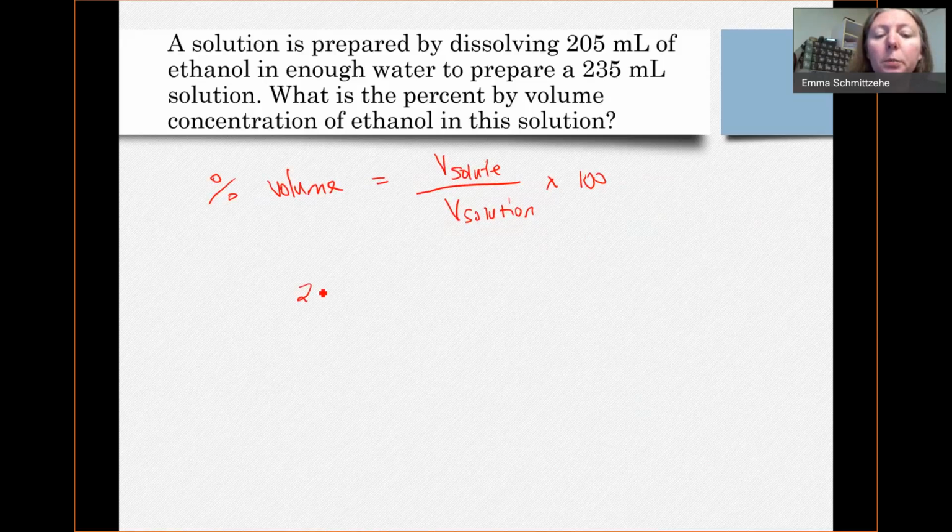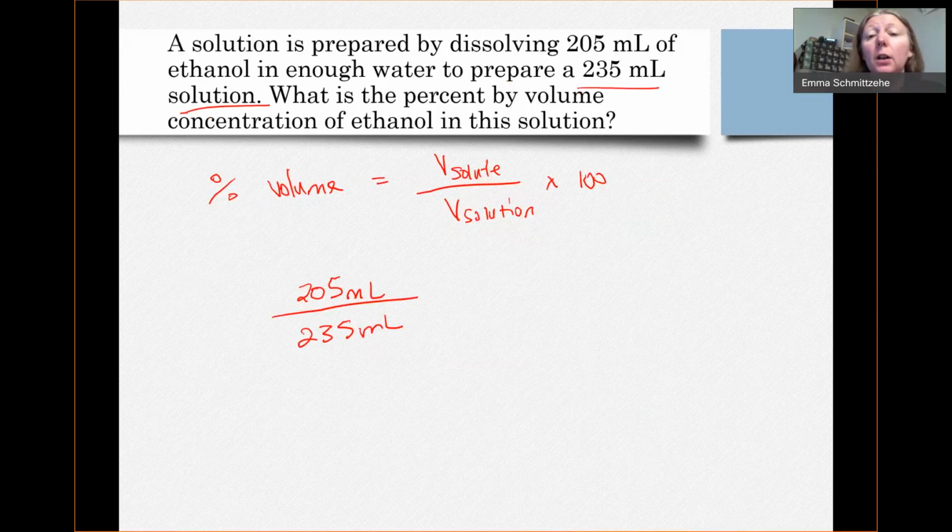And so we put 205 milliliters on top and then 235 milliliters on bottom, because this time we did actually give the solution amount. So we're not going to add those together, because it doesn't say that we combined it with 235 mils of water, okay? And they didn't, because you got to be careful.